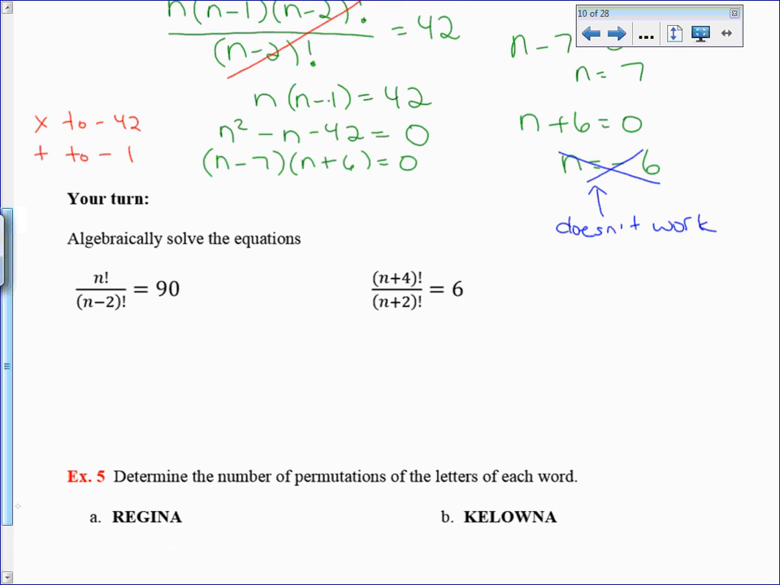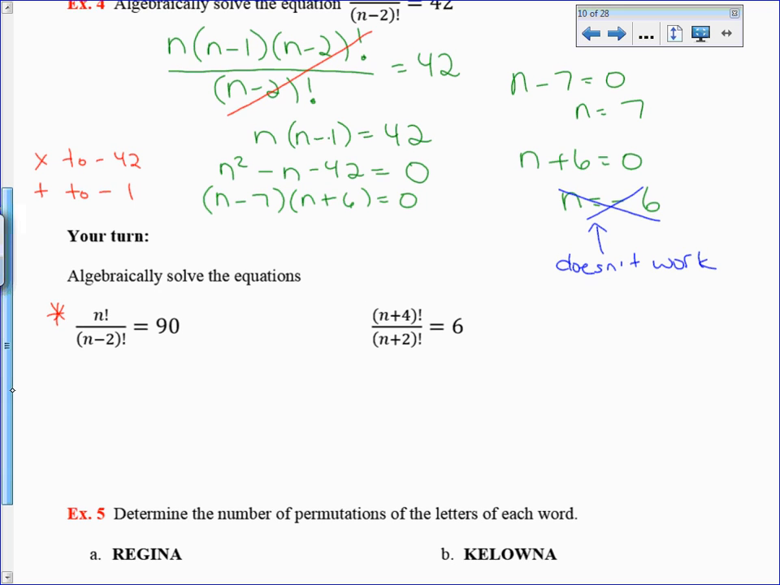So you guys try at least the first one. If you get through that okay, move to the second one, but I think I'm going to end up doing this one with you. So try this one on your own using the same method I used up here. The only thing that's going to be different is you're subtracting 90 instead of subtracting 42.